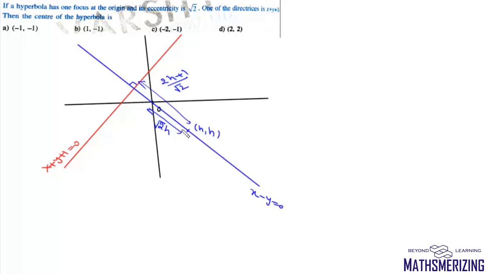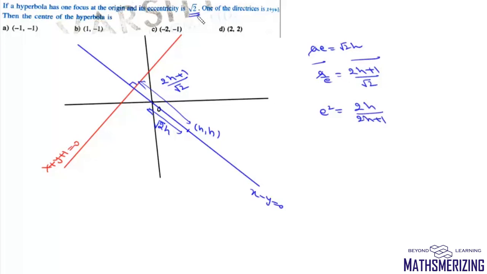Now we know that the distance between center and focus is a into e. So ae is equal to root 2 h, and a upon e is simply 2h plus 1 upon root 2. Now we need to eliminate a. So we'll divide these two equations, a and a will cancel. So we'll get e square, and e square will be 2h upon 2h plus 1.